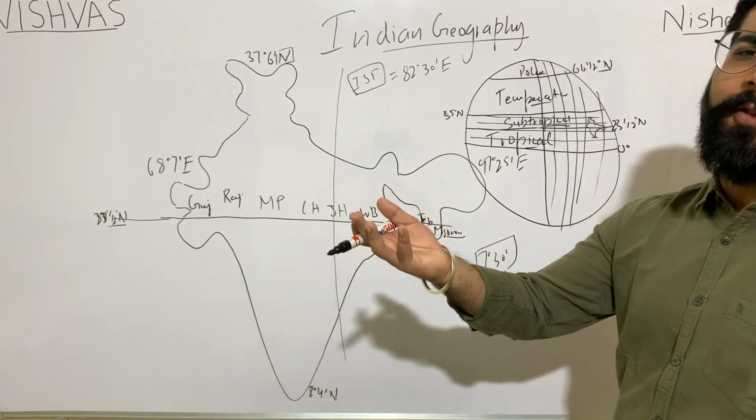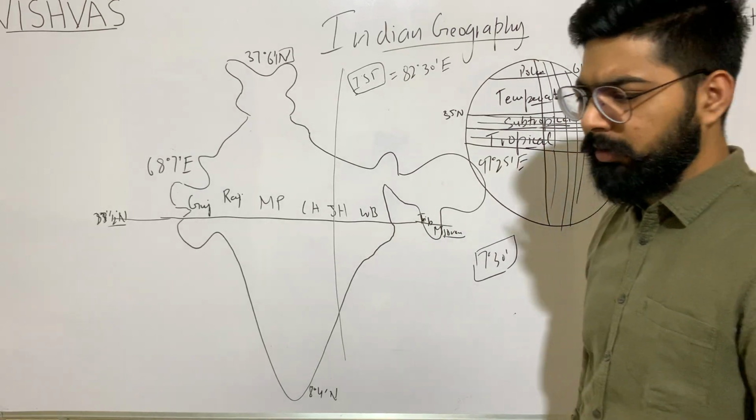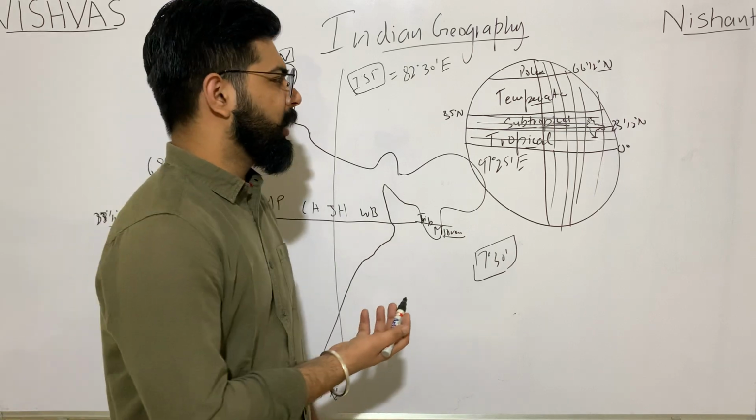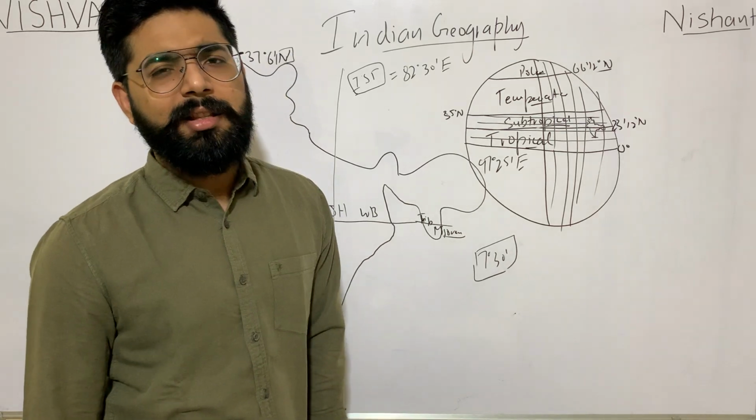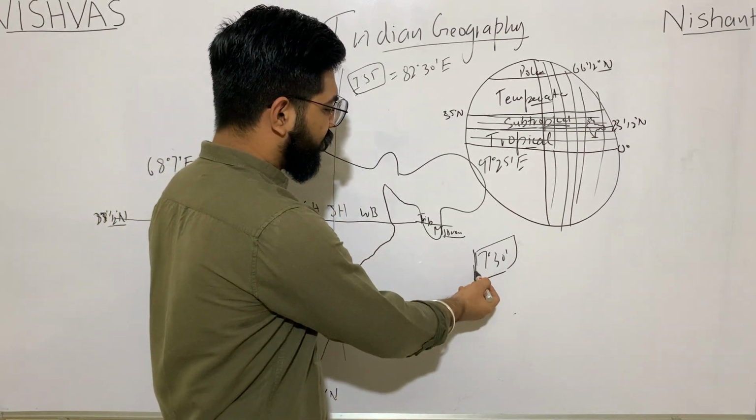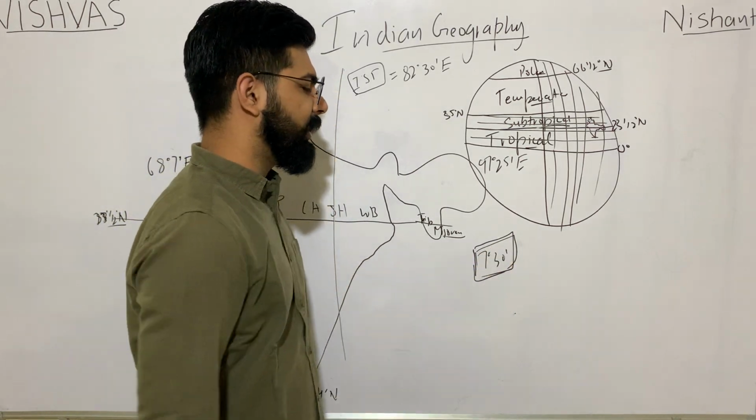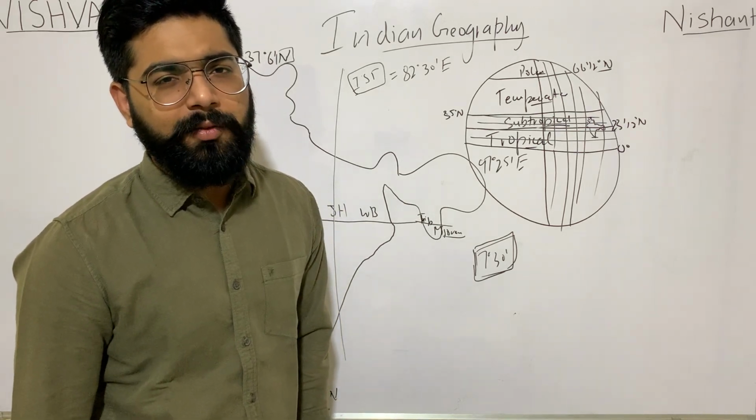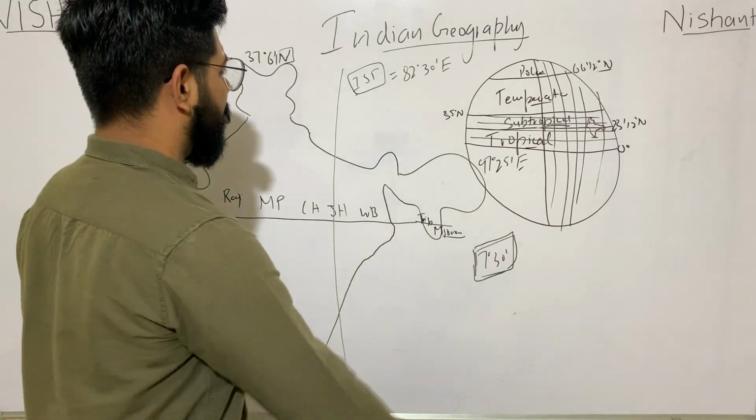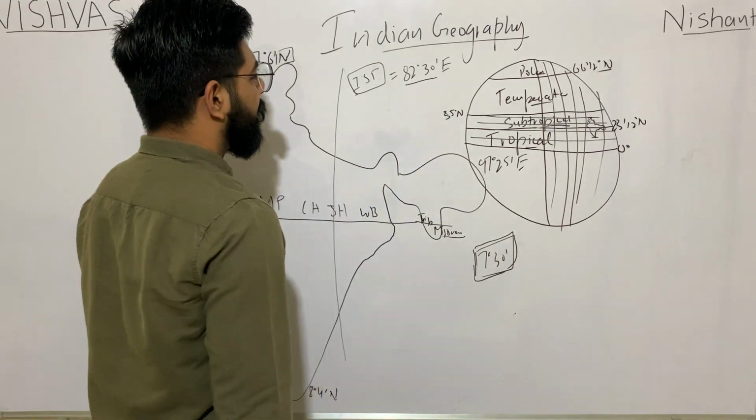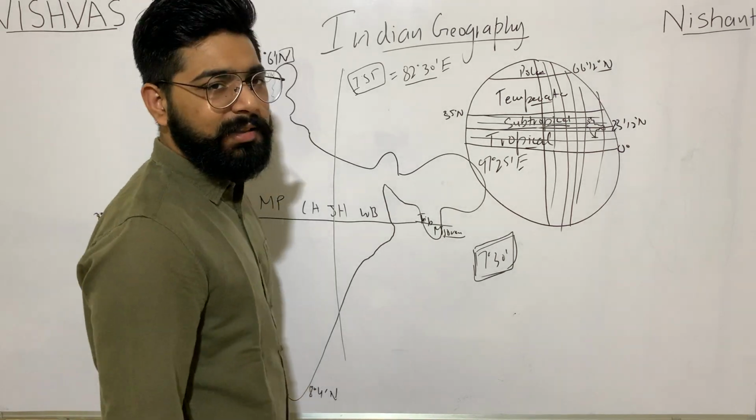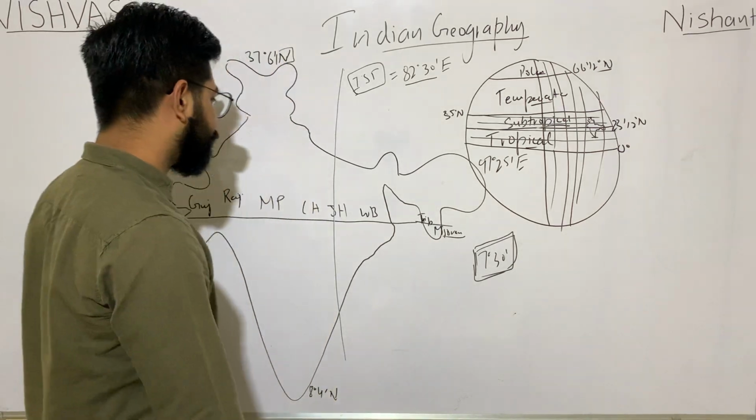It becomes convenient for the people, for airports, airplanes, trains and so on. To make that convenient, it was given as an option to choose the time zone of your country in multiples of 7 degree 30 minutes. So as per that, we have chosen 82 degree 30 minutes east as the Indian Standard Time.